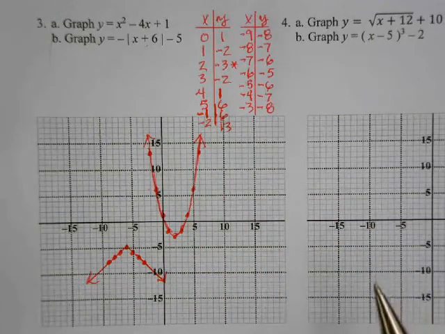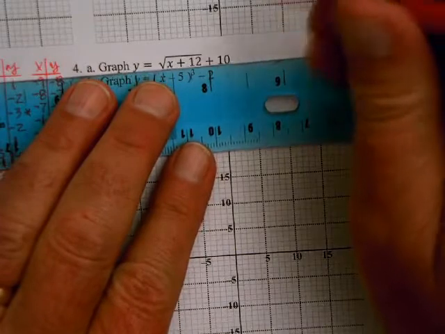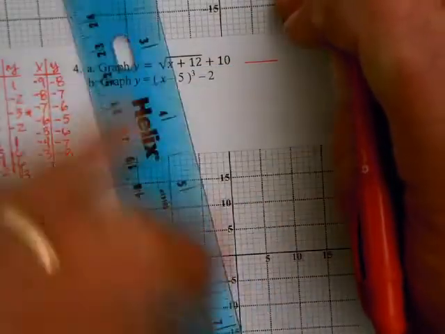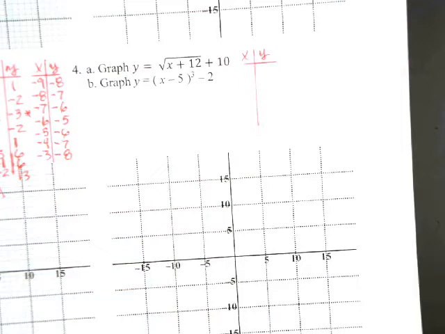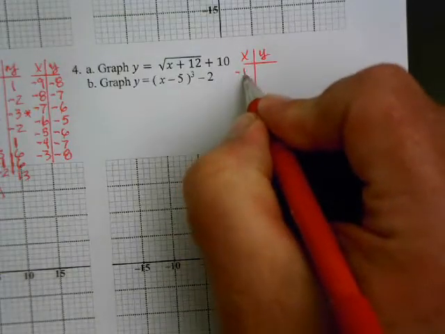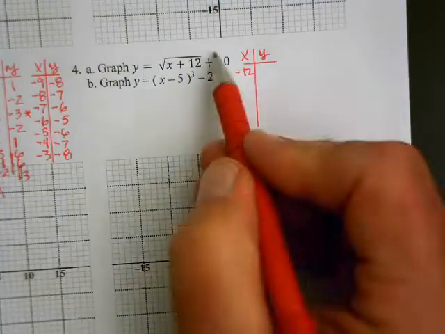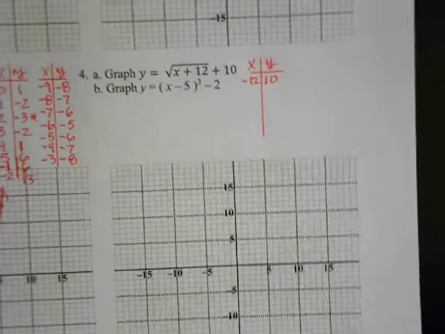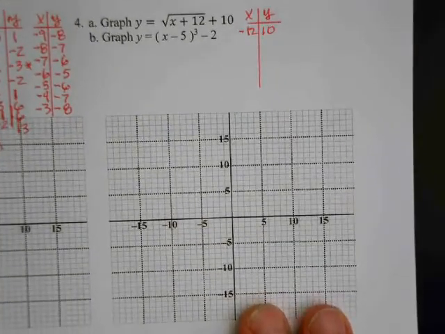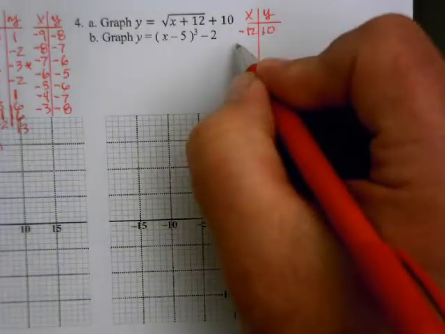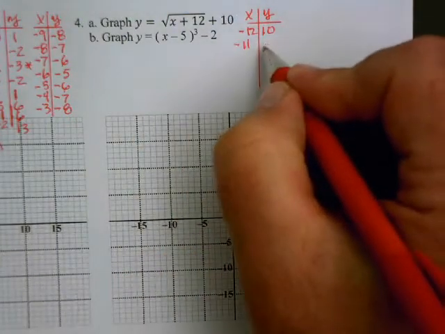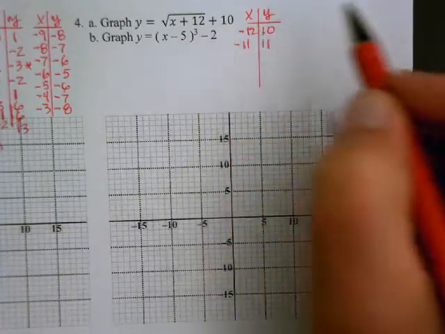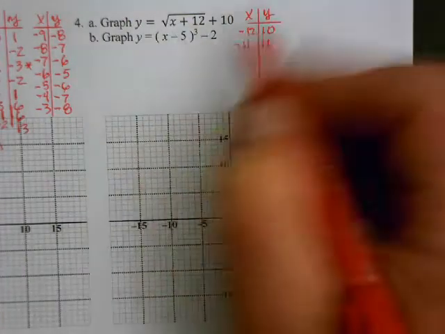Okay, let's go ahead and make a t-chart. My square root function here. Now, I'm going to start at negative 12 because I know that negative 12 and 12 gives me 0, and so all that's left is the 10. Now I want squares, so next I'm going to pick negative 11 because negative 11 and 12 is 1, square root of 1 is 1, 1 and 10 is 11. Then, let's see, 0, 1, 4, I want a 4, so I'm going to pick negative 8. That gives me negative 8 and 12 is 4, square root of 4 is 2, 2 and 10 is 12.